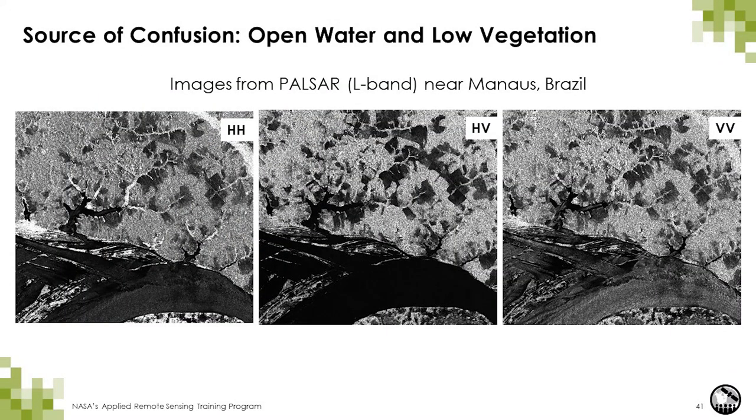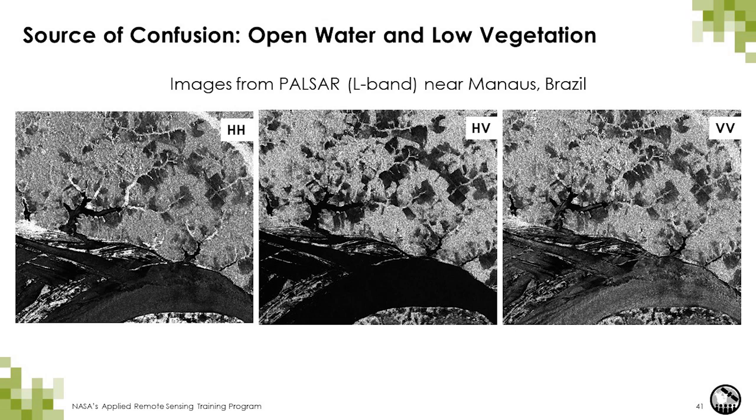So there are several sources of confusion when running land cover classifications with radar images. And one of them is open water and low vegetation. Both are characterized as smooth surfaces and they can be hard to distinguish. Usually areas that are barren or have very low vegetation tend to have some level of roughness and slightly higher backscatter than a completely smooth specular surface, such as a calm open water body. However, sometimes water surfaces can have roughness because of wind, and that results in some level of confusion between low vegetated areas or barren areas and open water.